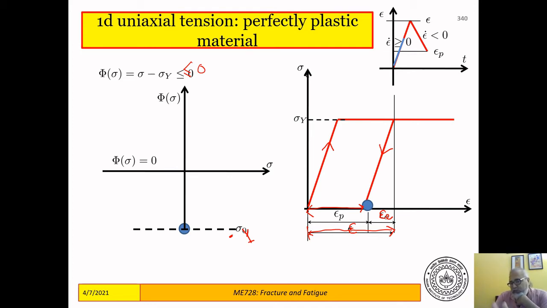In the loading phase, I can be on the elastic path or on the perfectly plastic part. How do I know that? If epsilon dot is greater than 0 and phi sigma is less than 0, then I know I'm elastic. If phi sigma is equal to 0 and epsilon dot is greater than 0, I know that I am on this branch. If phi sigma is less than 0 and epsilon dot is less than 0, I know I am on the unloading branch. So this phenomenology can be brought out by a function phi sigma, as well as another quantity epsilon dot, whose signs we have to monitor. So let us expand this a little bit more.